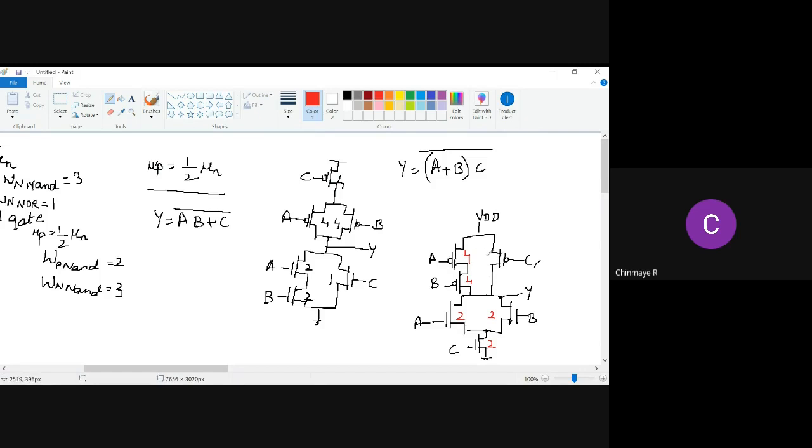Okay, Giri Prasad, what about C? What should be the size of C here, the PMOS? 2. Good. Since this has only one PMOS in this path, the effective resistance of this should be equal to R. Therefore, we size it similar to a unit inverter whose width is 2. Clear. Okay, thank you.